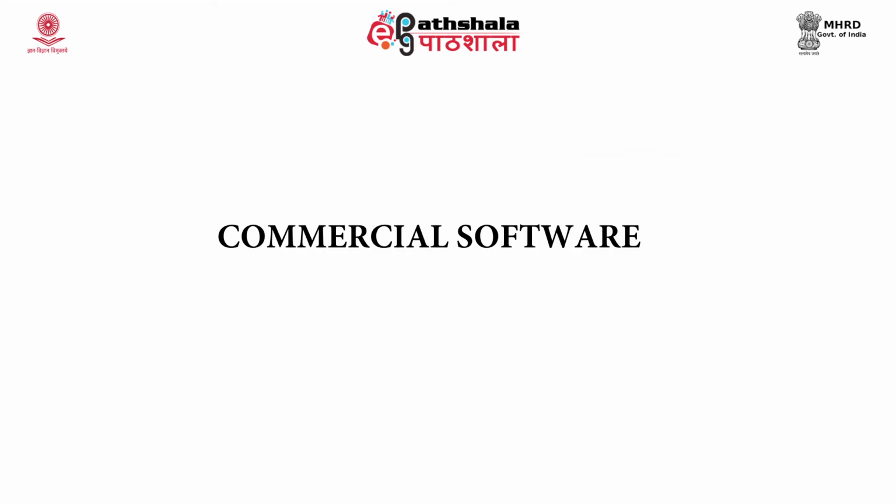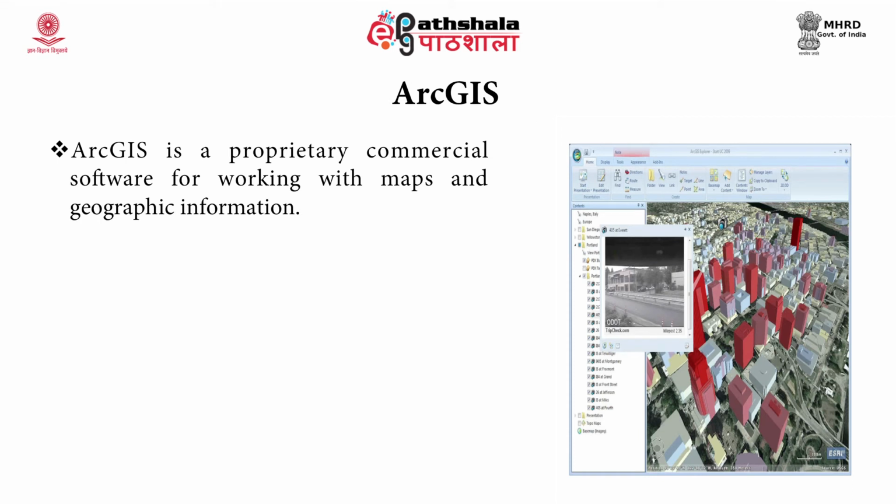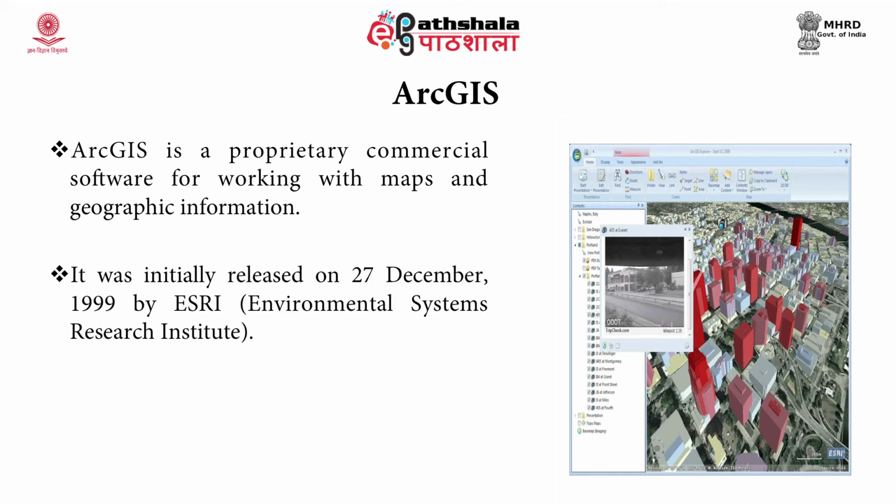After discussing these open source softwares, we shall be discussing some of the commonly available and popular commercial softwares. So the first software that we shall be discussing among commercial softwares is ArcGIS, which is the most popular and widely used software for spatial data analysis. It is a proprietary commercial software for working with maps and geographic information. It was initially released on 27 December 1999 by Environmental Systems Research Institute, popularly called as ESRI in USA.